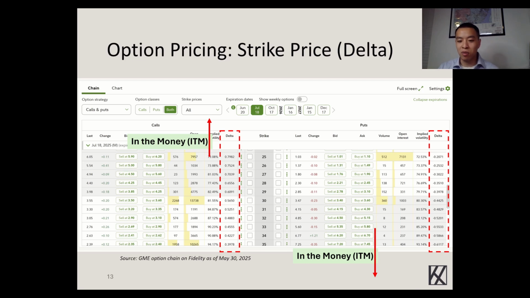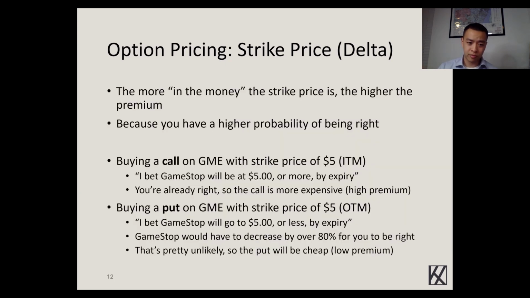Opposite applies for puts. If you're buying a put at a strike price above the current price or more in the money, then you're gonna have to pay more because you're already right. All right, so on this page, two examples.